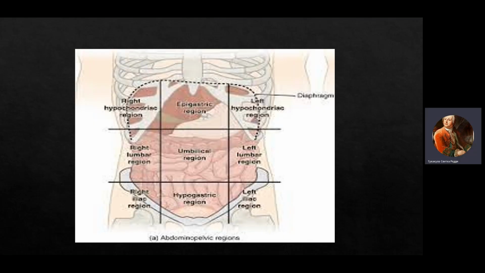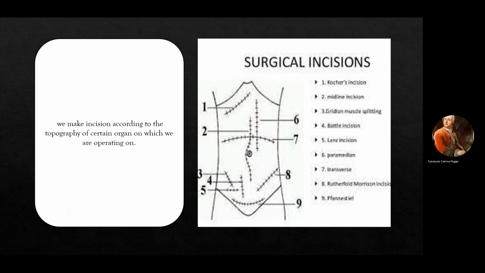These are the regions of the abdominal cavity, which is divided into nine. According to the organ surgery we are going to do, we will be incising on a certain area of these nine regions. Based on that, the incisions are divided into these types.